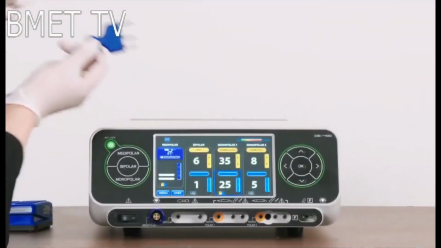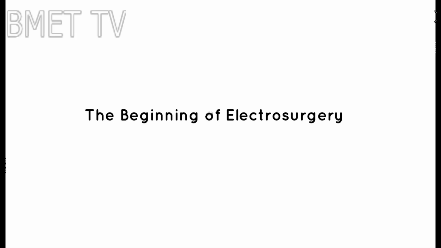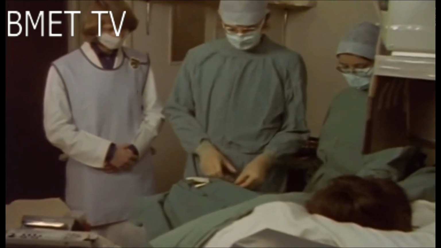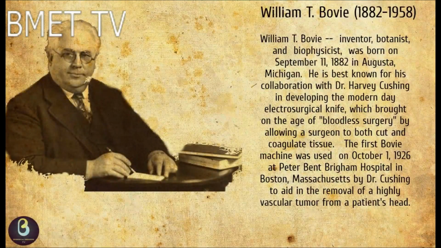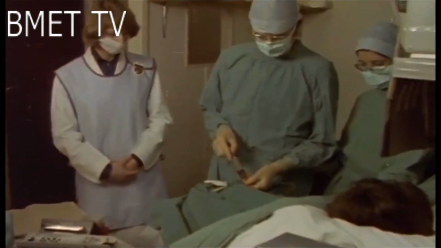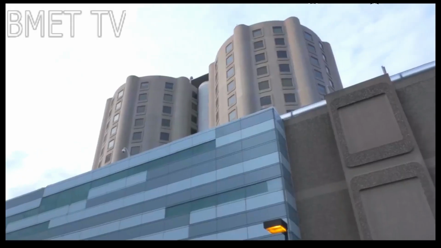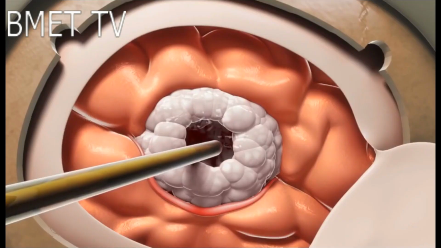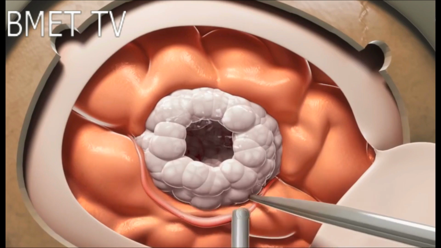In this video, we will look into electrosurgical unit devices. Let's start the video by looking at where it all began. Development of the first commercial electrosurgical device is credited to William T. Bovee, who developed the first electrosurgical device while employed at Harvard University. The first use of an electrosurgical generator in an operating room occurred on October 1, 1926 at Peter Bent Brigham Hospital in Boston, Massachusetts. The operation, a removal of a mass from a patient's head, was performed by Harvey Cushing.